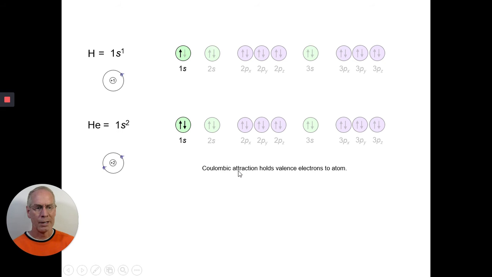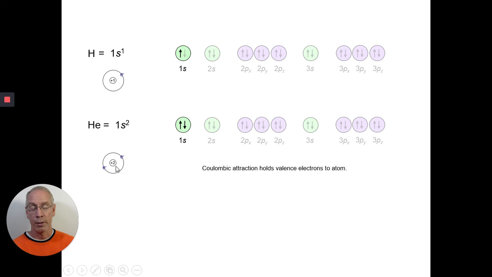Now this might be a new term for you, Coulombic attraction. A coulomb is the smallest amount of attraction there is. It's the attraction between a proton and an electron. So the reason these electrons don't spin off the atom is they're being attracted by the Coulombic attraction of the nucleus.